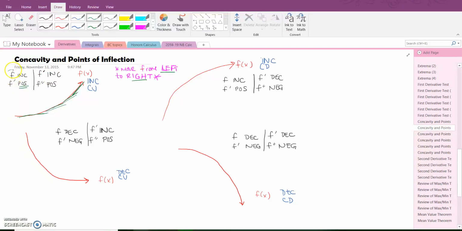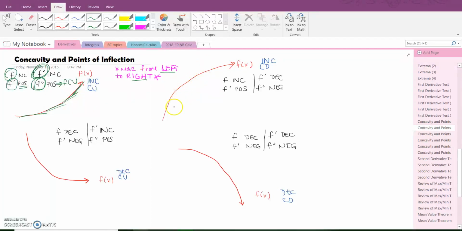Now remember, if a function is increasing, its derivative is positive. So if a function is increasing, its derivative, which in this case would be the second derivative, is positive. A second derivative being positive will mean the function's concave up, which we can see from the graph. The function's obviously concave up.